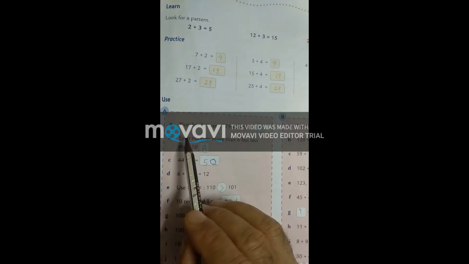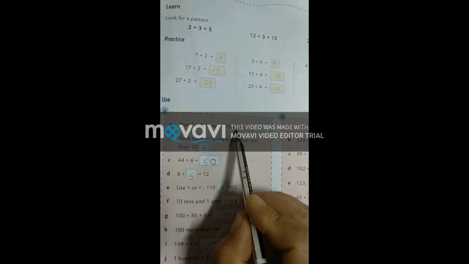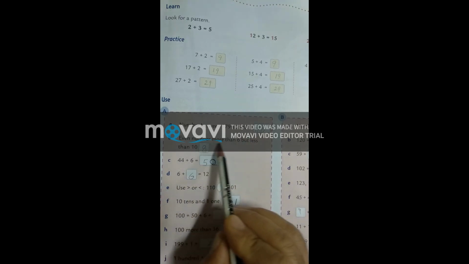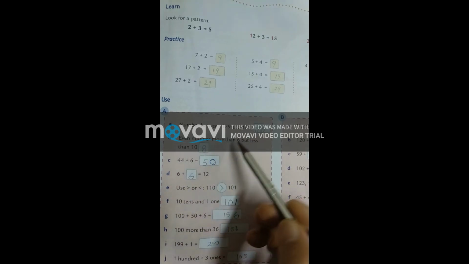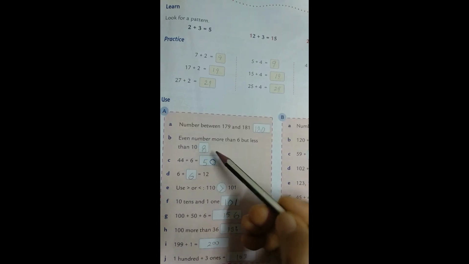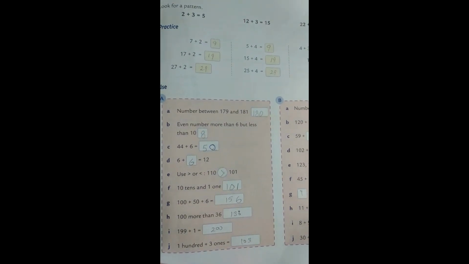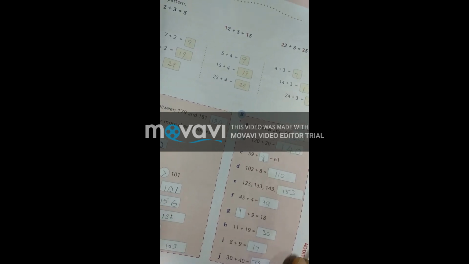Now this is page number 41. You can try yourself. It's very easy. Just like some pattern is formed, number between 179 and 181, 180. Even numbers more than 6 but less than 10. So one number is there after 6 that is even and less than 10, 8. 9 is odd, 7 is also odd. 46 plus 6 is 50. So this way you can do these questions, and to try yourself and to verify you can see the page. So this is all about your chapter 2. Thanks.